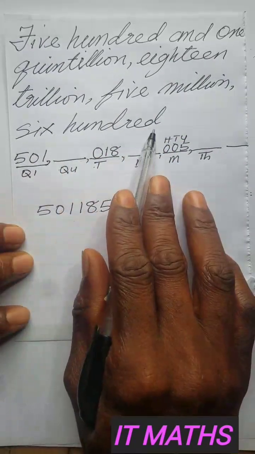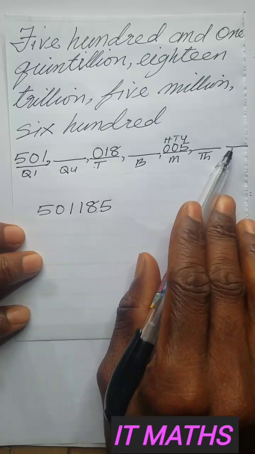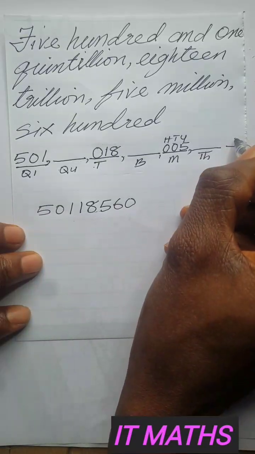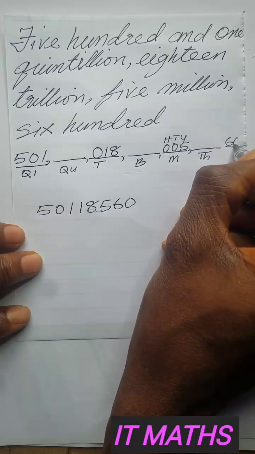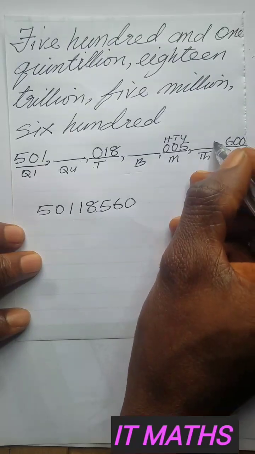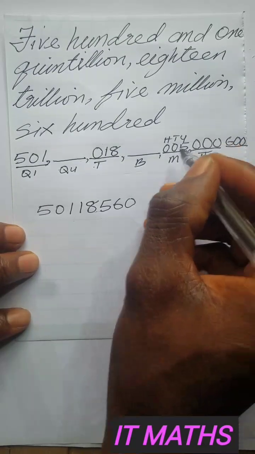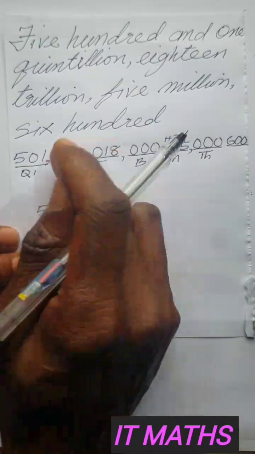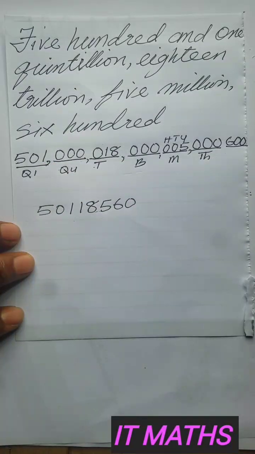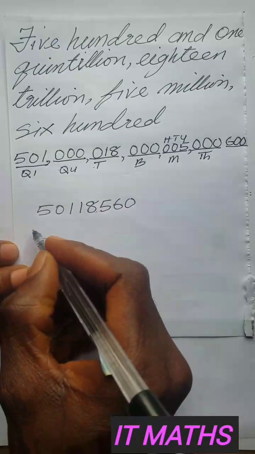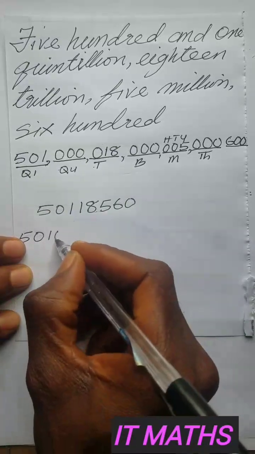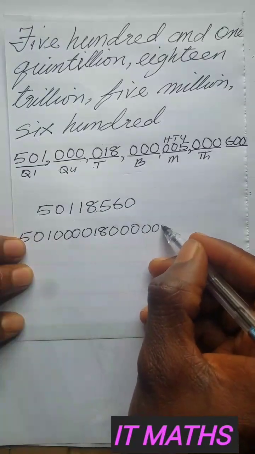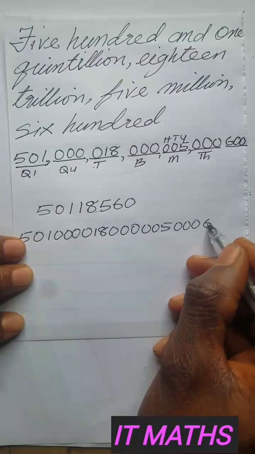The next one is 600. It means there is no thousand. It's an ordinary 600. So I can't write my 600 here, but I write it here. 600. Now, every other place or family that I did not hear a number, I fix my 3 zeros standing for the hundreds, tens, and the units. So what is our number? 0, 0, 0, 0, 1, 8, 0, 0, 0, 0, 0, 5, 0, 0, 0, 6, 0, 0.